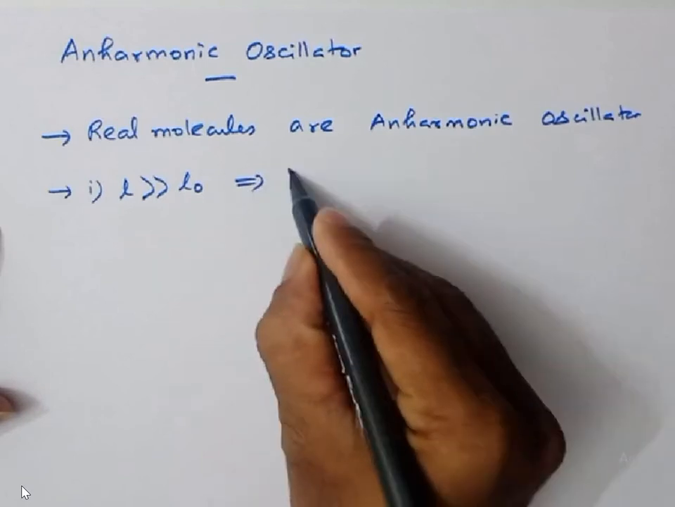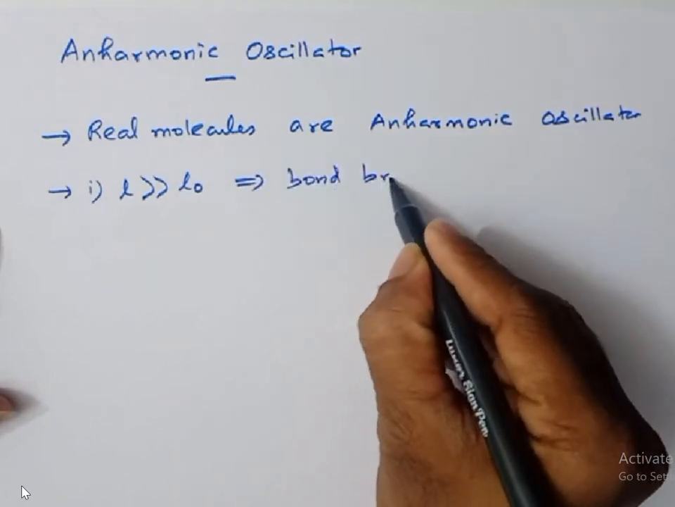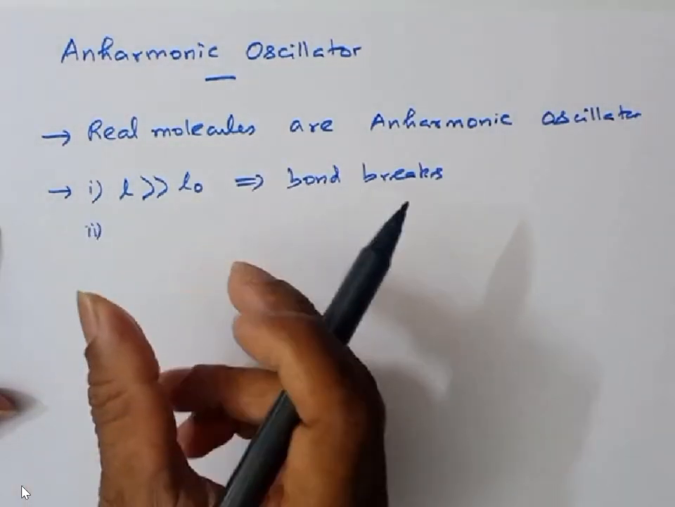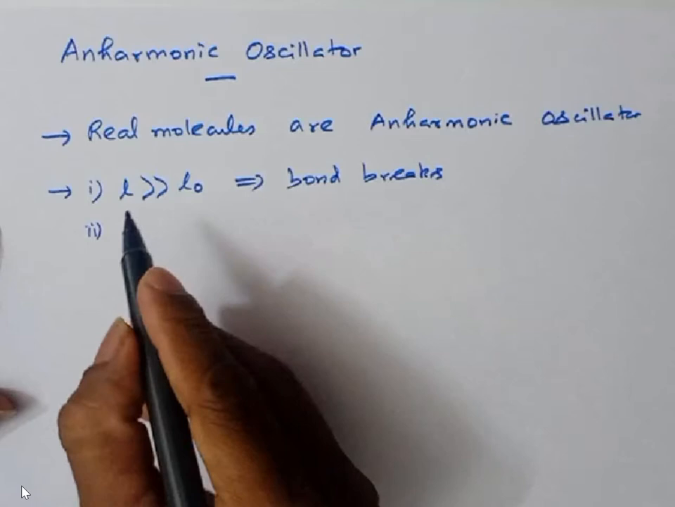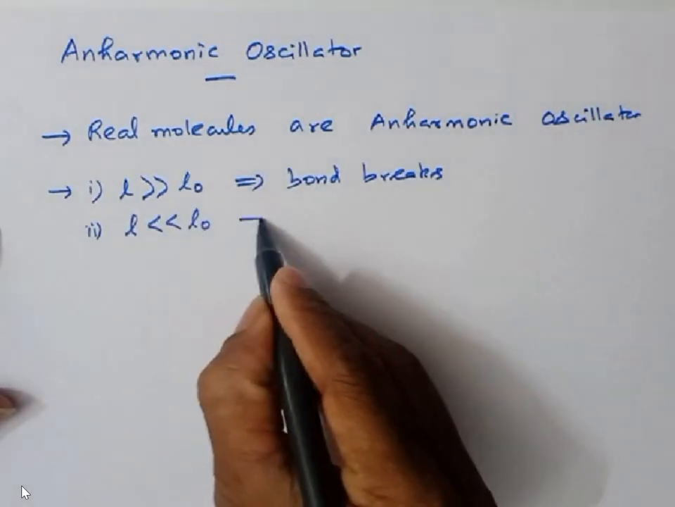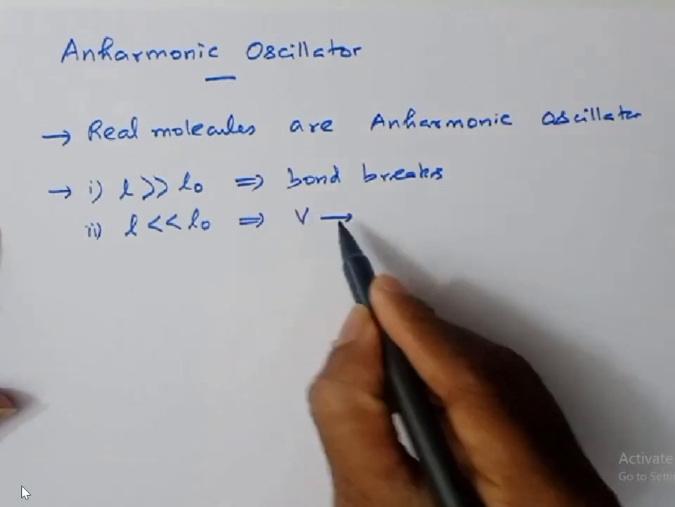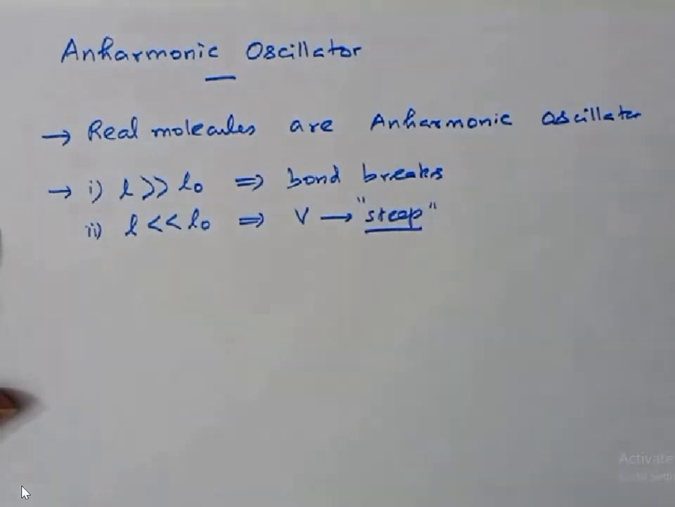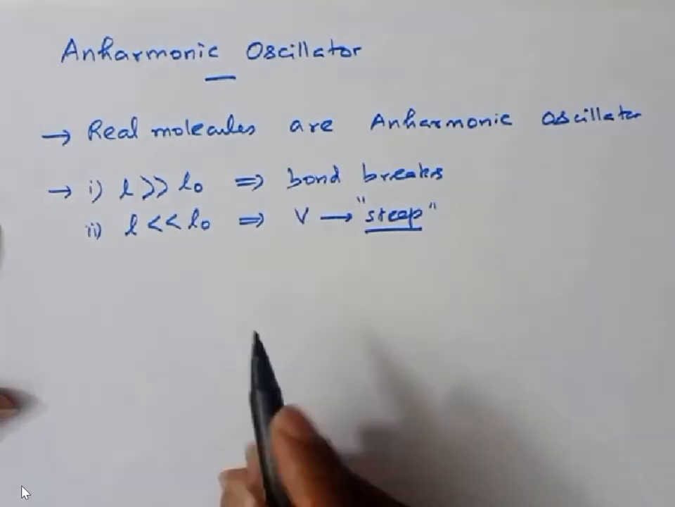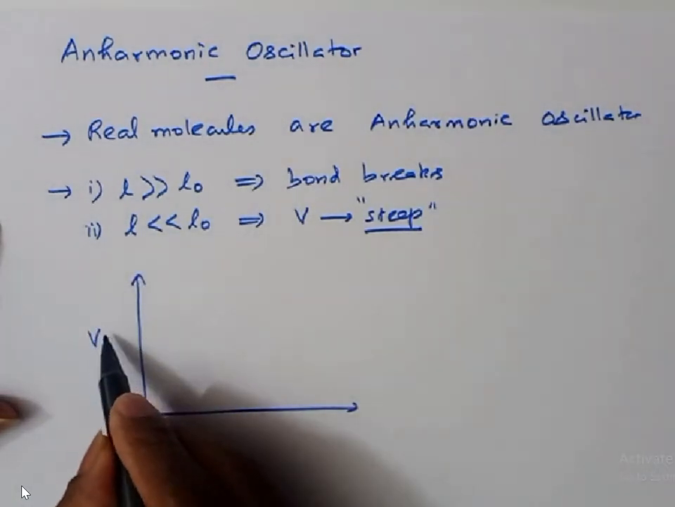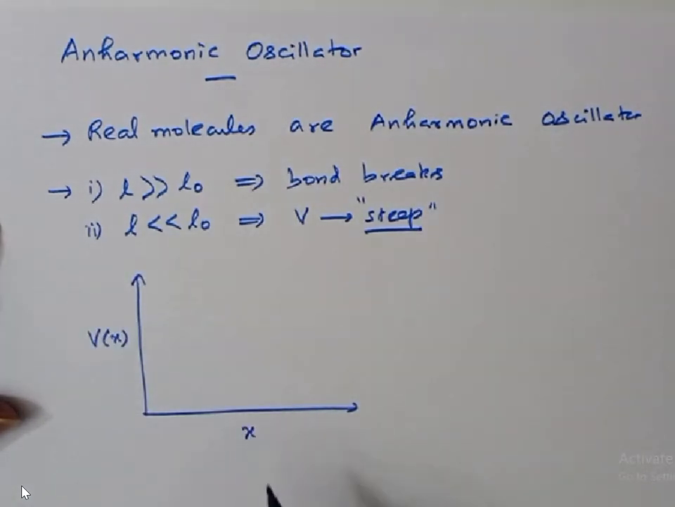The bond breaks. Okay, and if the two atoms come closer, that is during compression, L becomes very small compared to L naught. In this case, the potential energy behaves, or appears, almost like a steep potential energy. Okay, so the potential energy curve for an anharmonic oscillator in the case of one dimension, right?